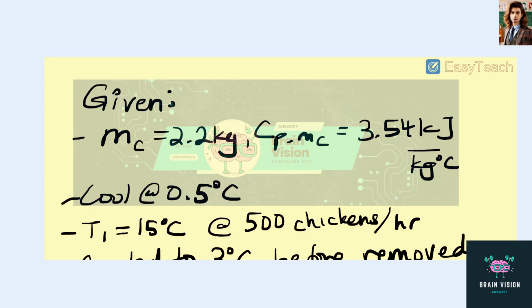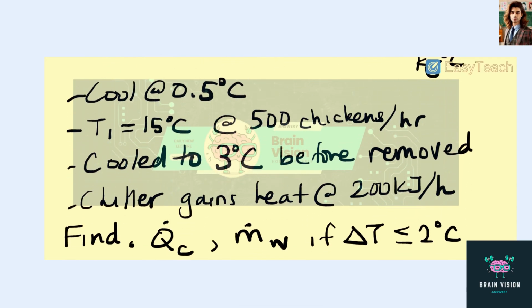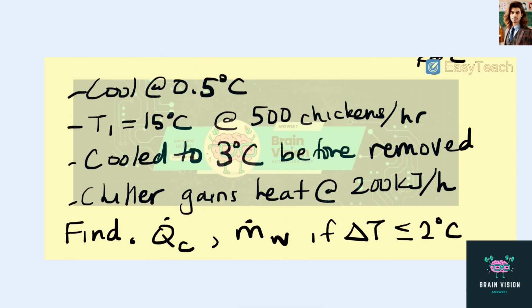Hi everyone, so what we have is chickens that are being cooled in an immersive cooler. We know that the average mass of each chicken is 2.2 kilograms and the specific heat of each chicken is 3.54 kilojoules per kilogram Celsius. They are being immersed in a cooler that is at 0.5 degrees C, and these chickens are dropped in at an initial temperature of 15 degrees Celsius at a rate of 500 chickens per hour.